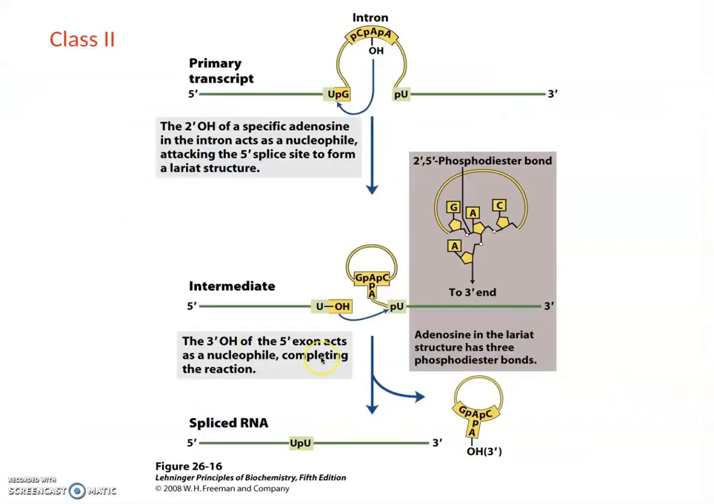Class 2 follows pretty much the same logic and chemistry, but the only difference is that these types of introns do not use a free nucleotide, but they use one of their own nucleotides, usually within their own sequence, that does the attacking at this location between the last nucleotide of the upstream exon and the first nucleotide of the intron, and then it forms a lariat structure that later on gets removed. So this is class 2.